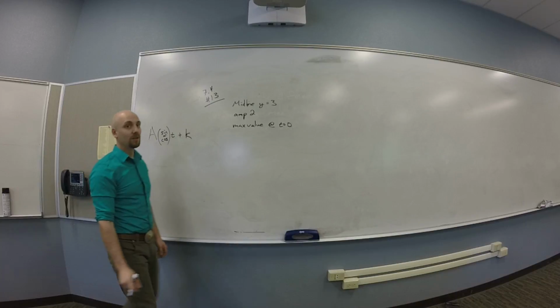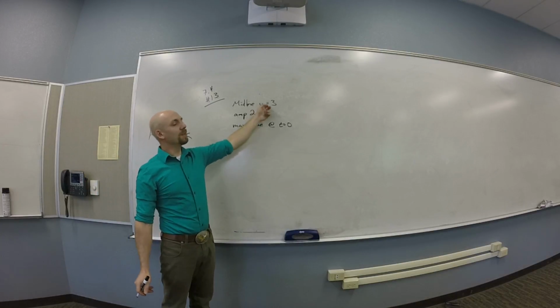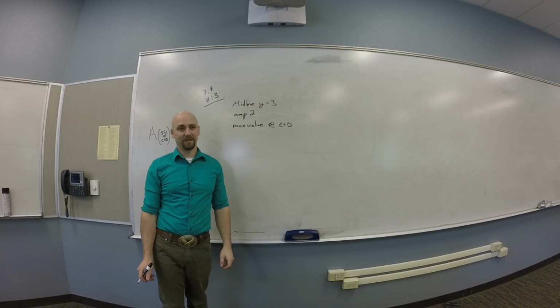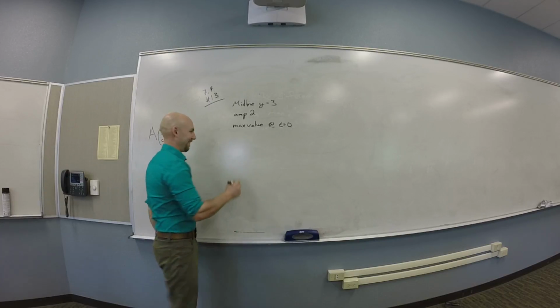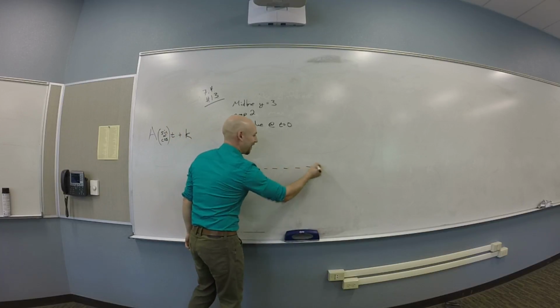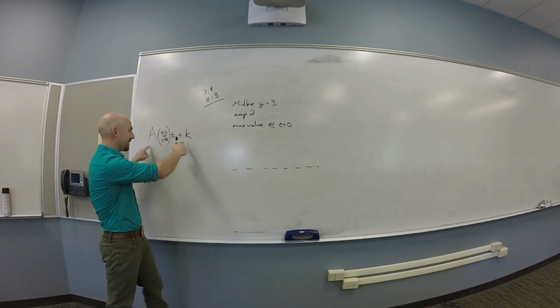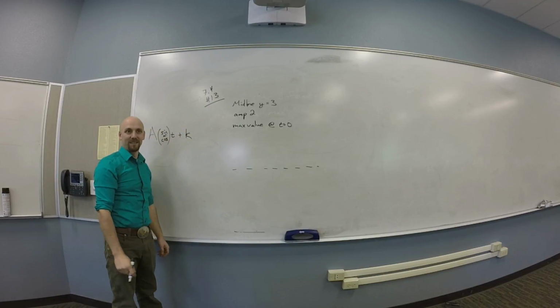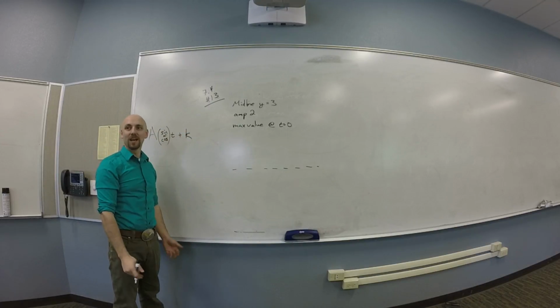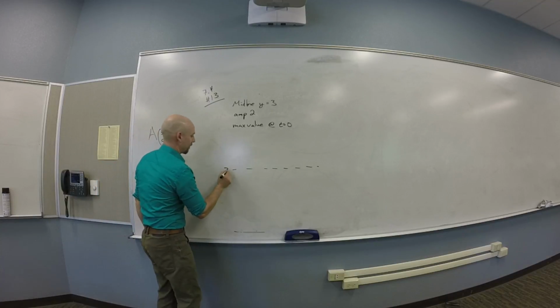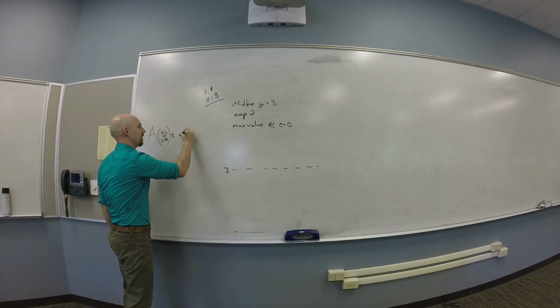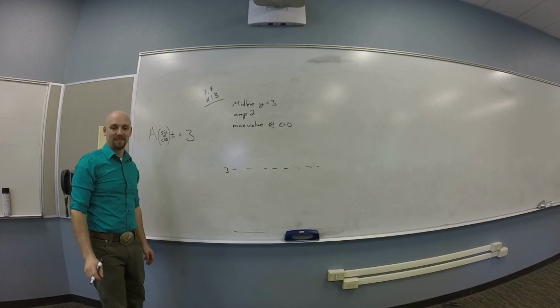Okay, so if the midline's 3, what does that mean? It's not exactly y equals 3. If the midline's 3, what does that mean in terms of this thing? It means that your plus k is 3. Yeah, it means that you shifted this thing up 3, right? Okay, so k is 3.